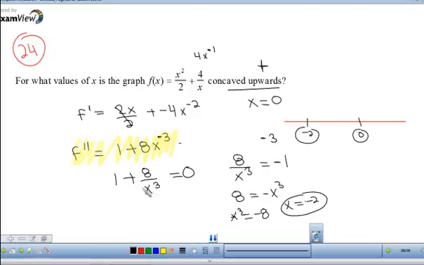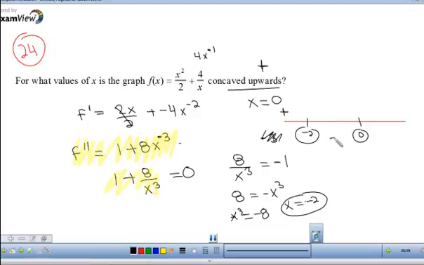So at negative 3, you know what, let me check this one. I'm going to have 8 to the negative 3. So that's going to be a negative number, but that's going to be smaller than 1. 8 over 27 is smaller than 1. So that's going to be positive.